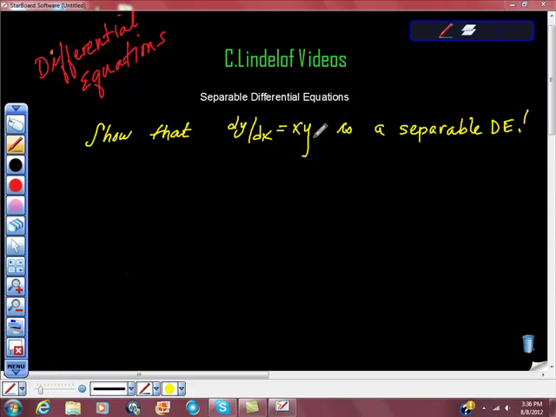I'm going to divide both sides by y and multiply both sides by dx, and I'm going to get dy over y is equal to x dx. So hopefully that's enough proof for you.